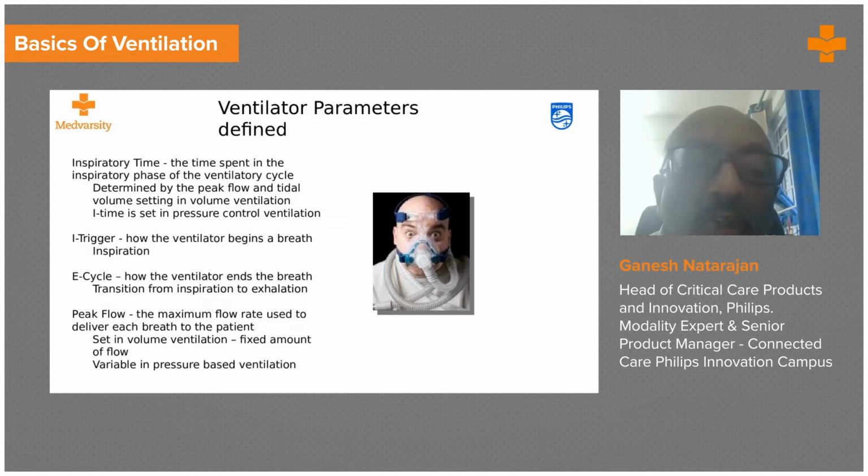Some ventilators also have an E-cycle that in spontaneous modes tell the ventilator when the patient wants to exhale out. It is nomenclatured as either E-cycle or E-sensitivity. The peak flow is the maximum flow that the ventilator would need to deliver each breath to the patient. In a volume control ventilation, in some of the ventilators, you set the flow to set the I is to E ratio. In a pressure control ventilation, the flow is normally a variable.